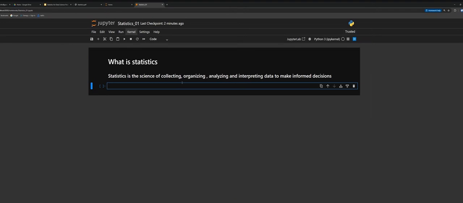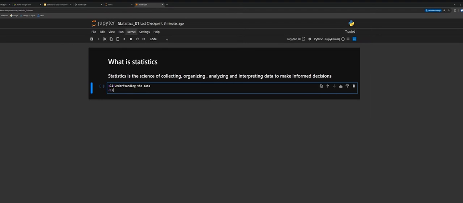Statistics is the science of collecting. You have to first collect the data, then organize it in a proper way, then analyze the data, and then finally interpret it to make a decision. So what does statistics help with? One is understanding the data. Second one is identifying patterns.